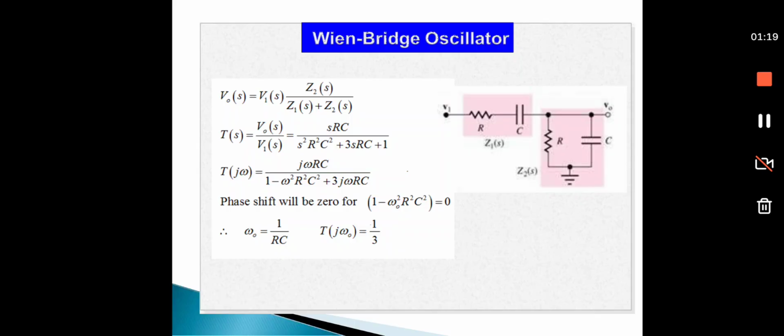The resonance frequency is given by the equation fs equals 1 divided by 2 pi RC, when R1 is equal to R2 and C1 is equal to C2. At resonance frequency, the phase shift through the circuit is 0 degrees and the attenuation of the feedback network is 1 to 3. These are the conditions for sustained oscillations.